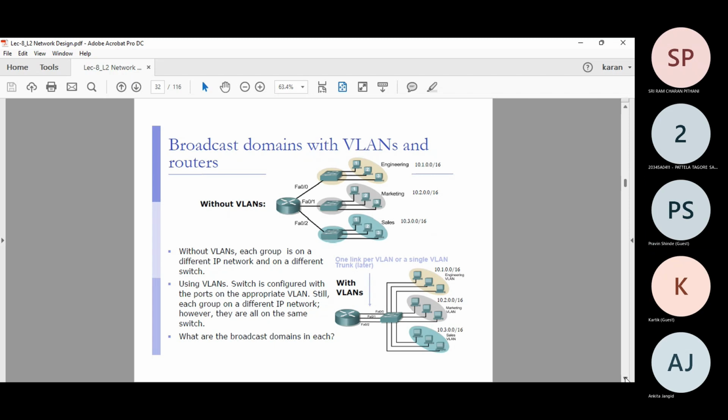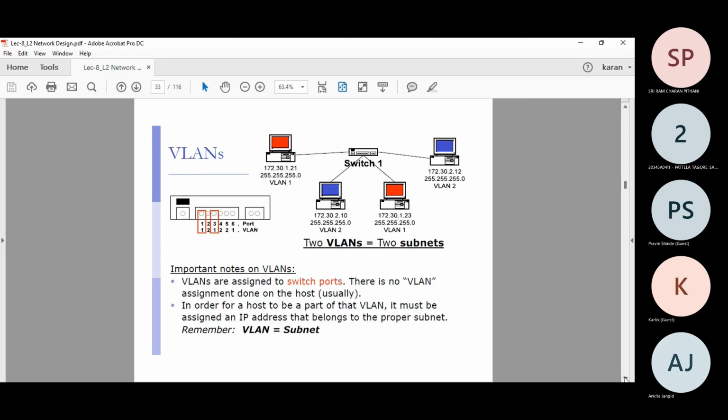See, it's switch one. Okay, so this is connected to VLAN one, this is connected to VLAN two, this PC is connected to VLAN one, and this is connected to VLAN two, with the IP addresses. The ports are members of VLAN one and members of VLAN two.